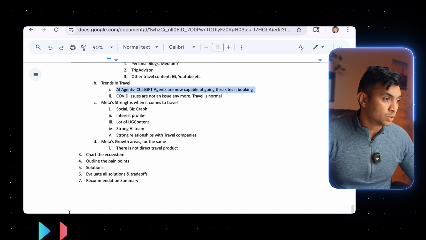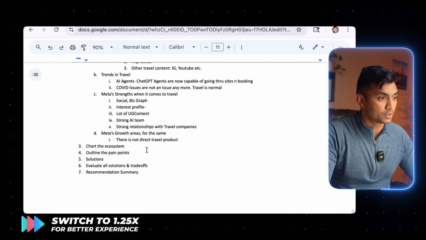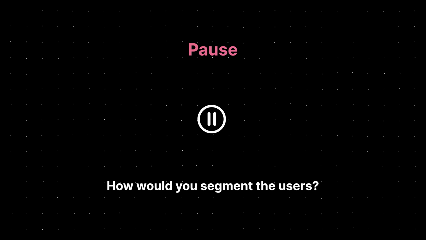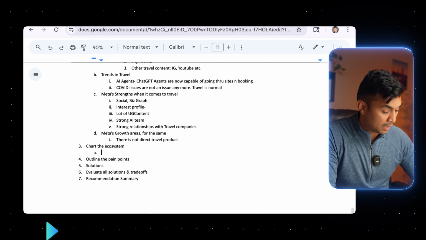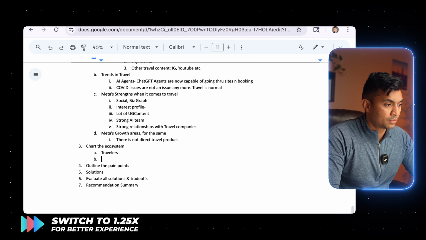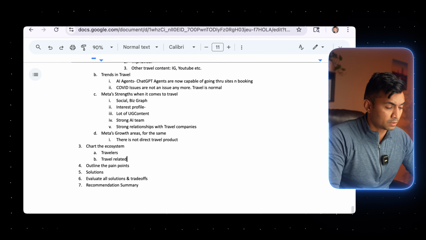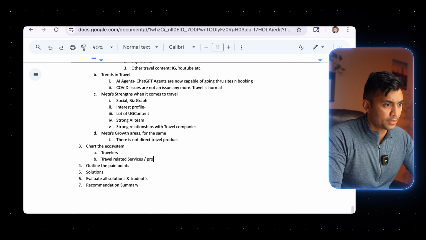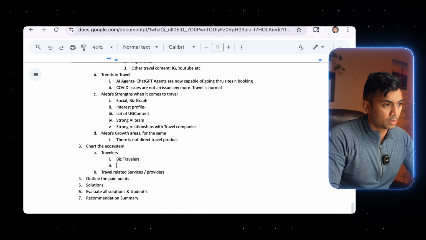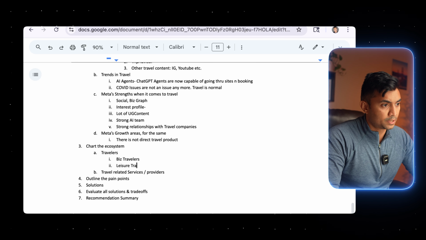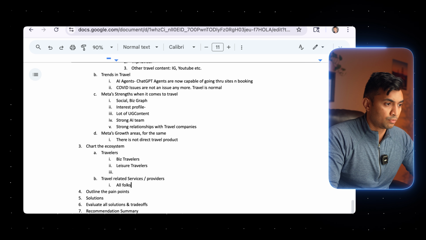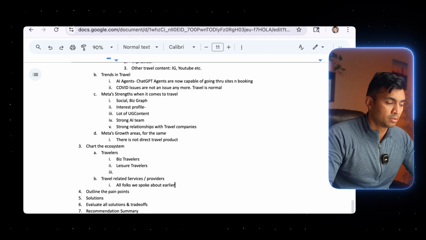Let's keep going. Next, what we want to do is chart out the ecosystem. What does the ecosystem of travel look like? I'm going to take 30 seconds or so to quickly write this. So you have travelers and travel-related services or providers. Within travelers, I'm going to segment into business travelers, and then leisure travelers. Travel-related services, like all the folks we spoke about earlier.